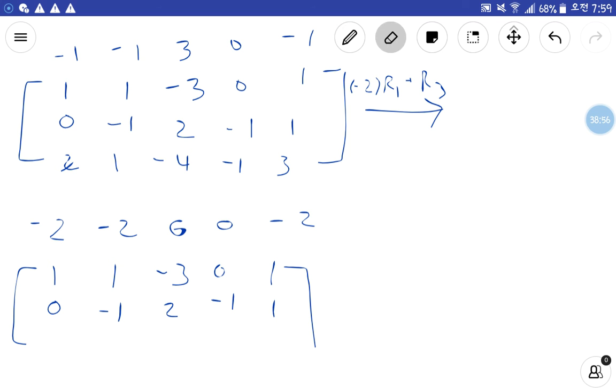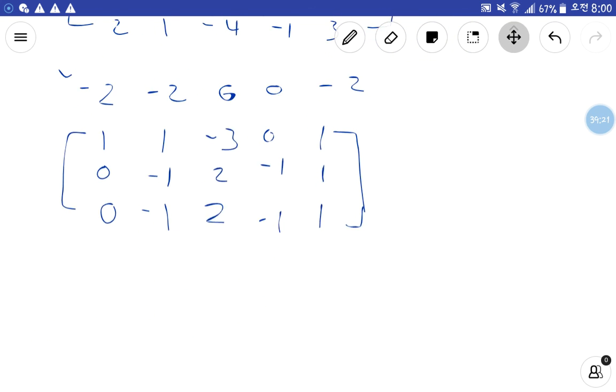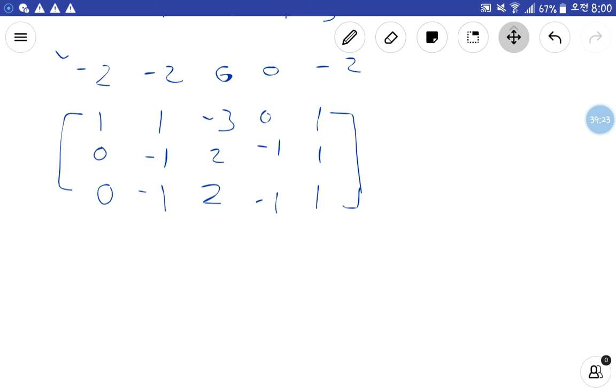So now I'm going to work with this line and this line. 2 plus -2, 0. 1 plus -2, -1. -4 plus 6, +2. -1 and 1. Oh, okay, I found something: the second and third lines are exactly the same. So we know that we are going to have infinitely many solutions, right? But this is still not the reduced row echelon form, so I need to keep going.